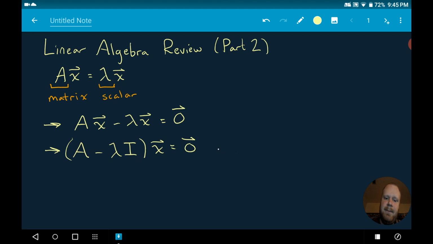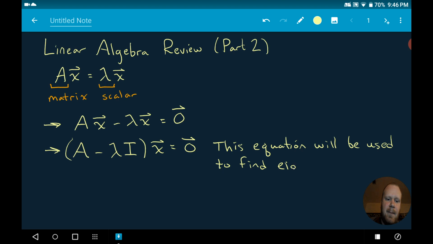This equation right here is going to be used to find the eigenvectors. So the eigenvectors, they're going to be vectors, and we're using X arrow for that.